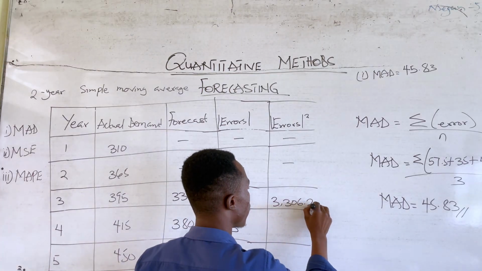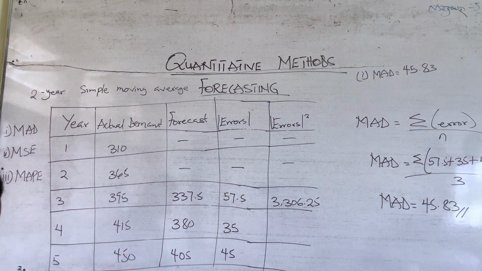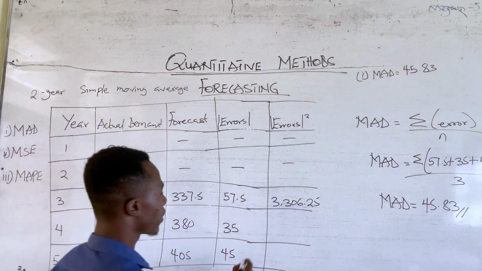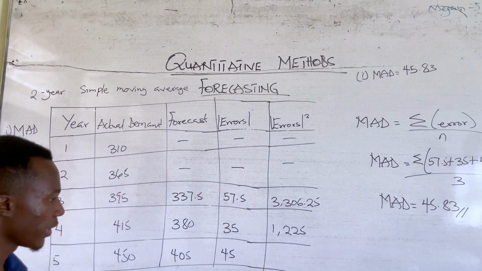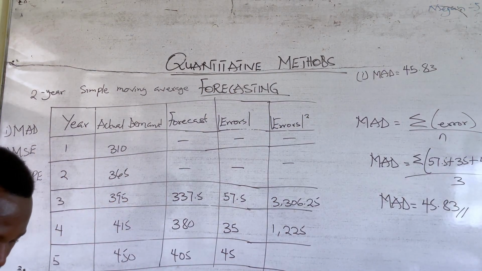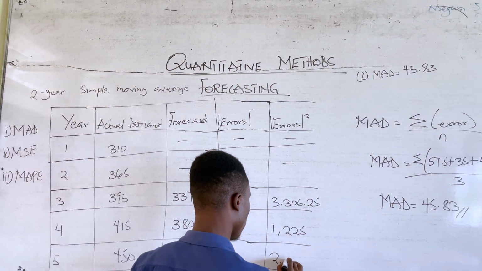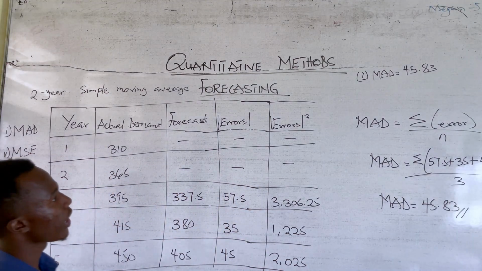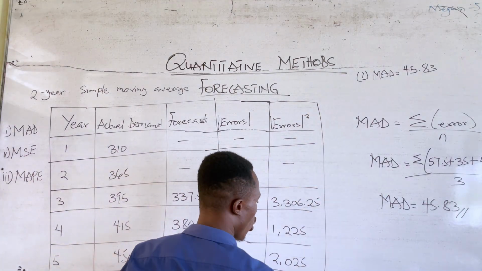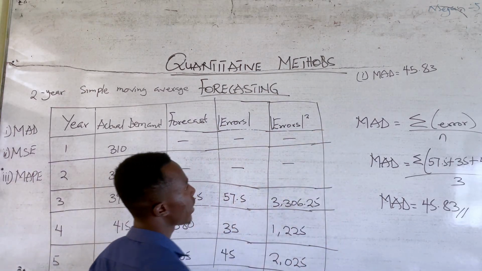306.25. Okay, then we have 35 squared. That is 1,225. Okay, then we have 45 squared. Okay, and that one is 2,025. Yes. So now we have all the errors squared, right? All the errors squared. Now what do we do?